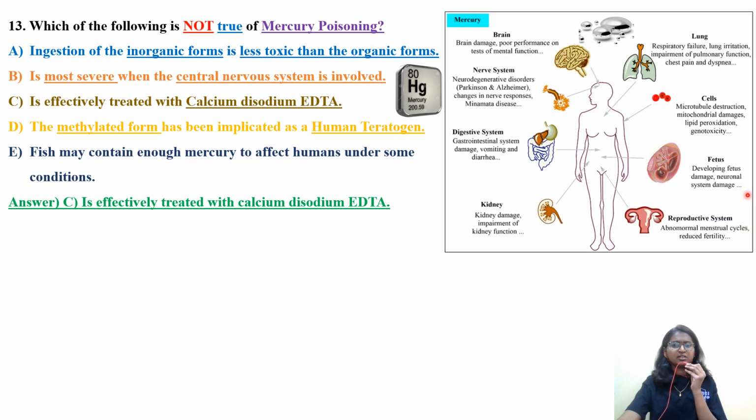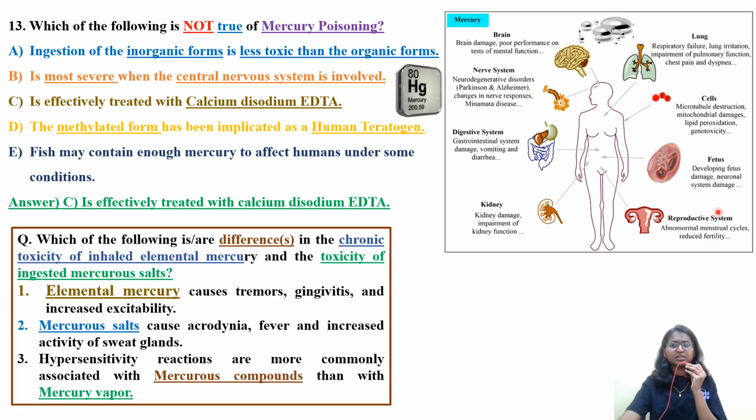Okay. So this particular diagram I have already discussed before in one of my previous videos. So you can go back and again see how mercury is affecting various organs and causing toxicity. Important thing, if you want to remember, you can remember that it is affecting the reproductive system. Okay, abnormal menstrual cycles and reduced fertility. And the nervous system. It is causing neurodegenerative disorders, Parkinson's and Alzheimer's. Okay, brain damage, poor performance on test of mental function.